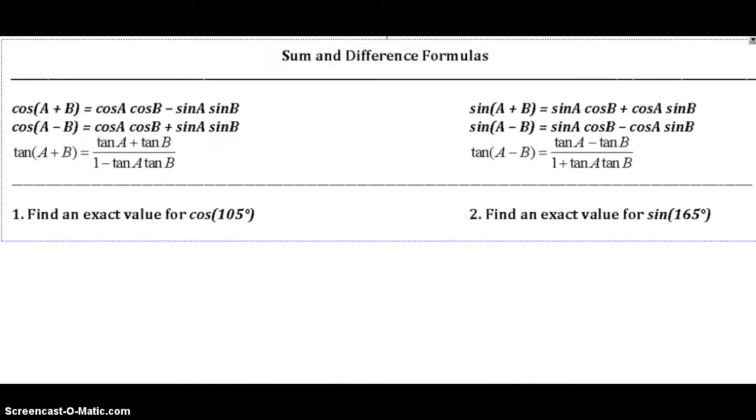All right, let's keep moving. Number 2, this is the sum and differences formula. Remember, you don't have to memorize any of this. It's given to you on the reference sheet. The formulas are there for you. All you have to do is know how to apply them. So let's do this one right here.